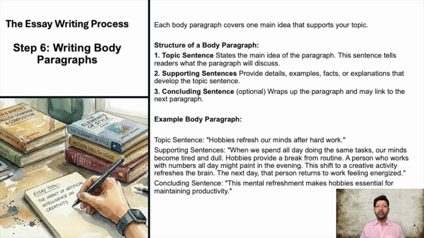Step 6 then, writing the body. The first sentence in the body states the idea that you are going to explore. The second sentence, the third sentence explore the details of that. You can give facts, you can give explanations, how you develop the topic. The third, which is an optional thing, is a concluding sentence. You can end at the first 2 itself, the topic sentence and the supporting sentences. That's good enough. Here is an example of how to write the body paragraph when you are writing on hobbies.